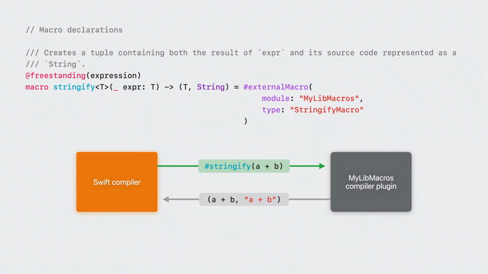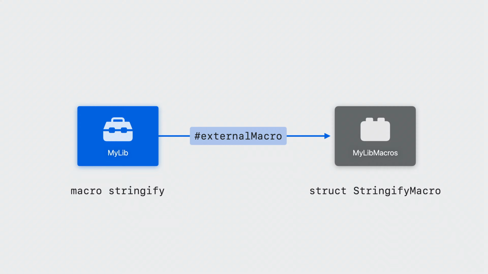You might remember that I talked about compiler plugins earlier. I said that when the compiler sees a macro being used, it starts a plugin in a separate process, and asks it to expand the macro. External macro is what defines that relationship. It specifies the plugin the compiler should launch, and the name of a type inside that plugin. So when Swift expands this macro, it'll launch a plugin called mylibmacros, and ask a type called stringify macro to expand it. So the macro declaration goes in your normal library alongside your other APIs, but the macro implementation goes in a separate compiler plugin module, and external macro creates the link between the declaration and the type implementing it.